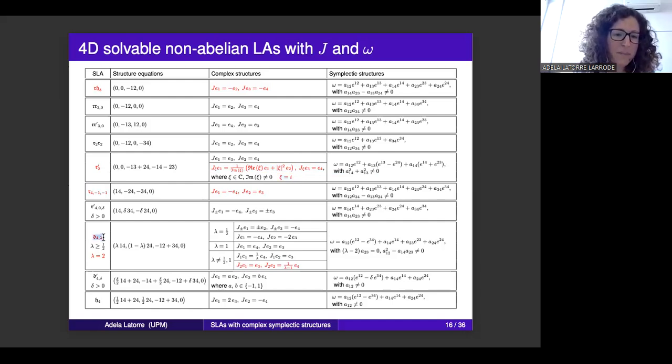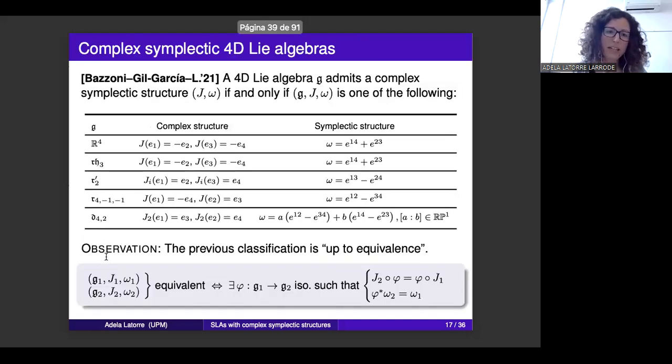And for instance, this other family, which is an infinite family, only admits a complex symplectic structure for this specific value of the parameters. So in the end, if we make use of the notion of equivalence of complex symplectic structures, where we say that two complex symplectic algebras are equivalent if and only if there exists an isomorphism of algebras that preserves the complex structure and preserves the symplectic form, we are able to prove that the set of complex symplectic structures up to equivalence are just these ones, right?